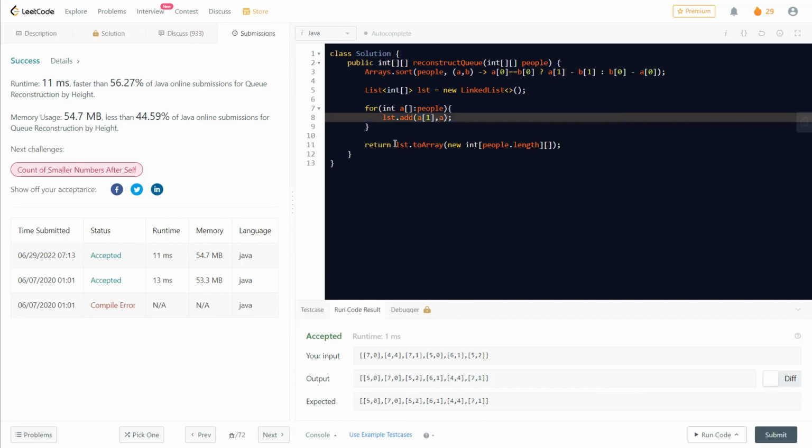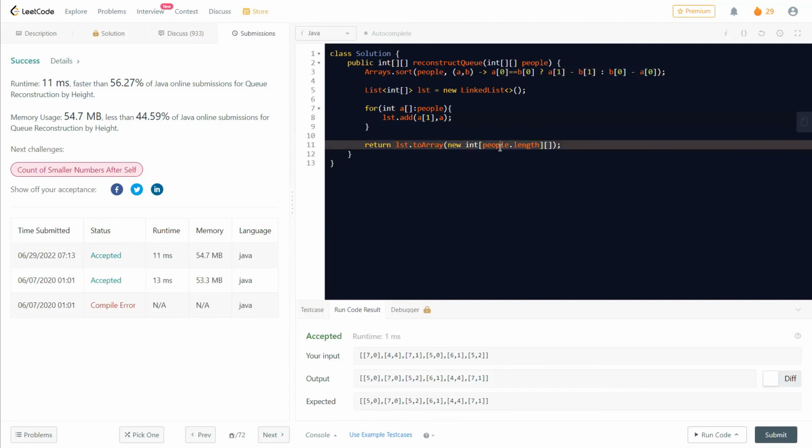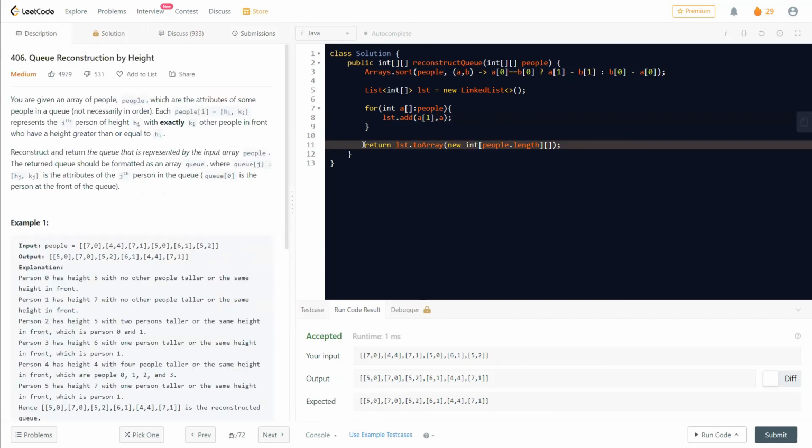And at last we just return list.toArray, and what do we do? We just construct it as a new array of people.length. Okay, so that's what we did, and we returned our final answer. And then you can see this is working pretty fine, and it's working good for us actually. So that's a basic understanding of this question.